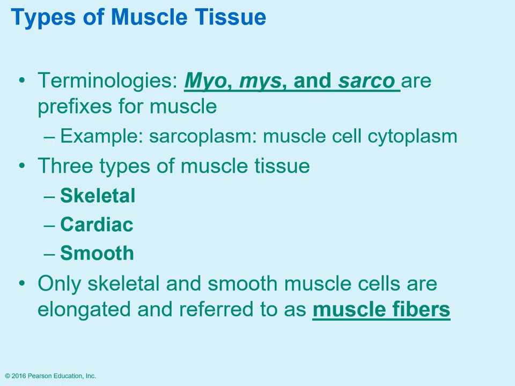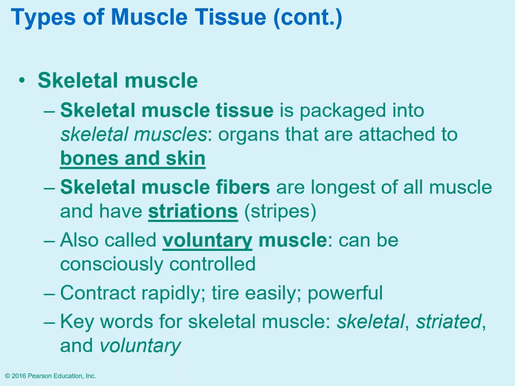Now, in skeletal and smooth muscle, I know it gets a little bit confusing sometimes because the muscle cells, instead of calling them cells, we refer to them as muscle fibers. It's just something that, by tradition, that's the way we refer to them. Most of this chapter, we're going to be focusing on skeletal muscle. The skeletal muscle tissue is packaged into the muscles. The skeletal muscles are going to be attached to bones and or skin.